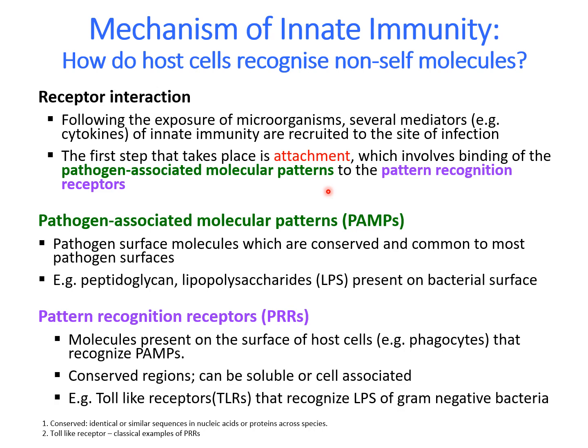The pathogen cell surface molecule is called pathogen-associated molecular patterns, PAMP. These surface molecules are conserved, meaning similar or identical and common to most pathogens. For example, peptidoglycan and lipopolysaccharides that are present on the bacterial surface. The host cell receptor is called pathogen recognition receptors, PRR, which recognize PAMP. These PRR are conserved and can be either soluble, that is free-moving, or bound to the membrane of the host cells. The classical example is the toll-like receptor.